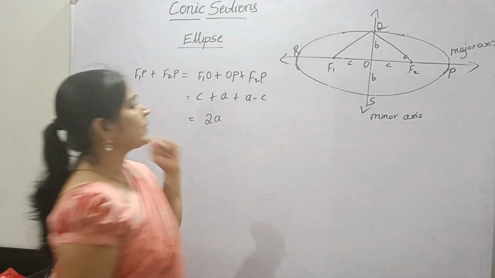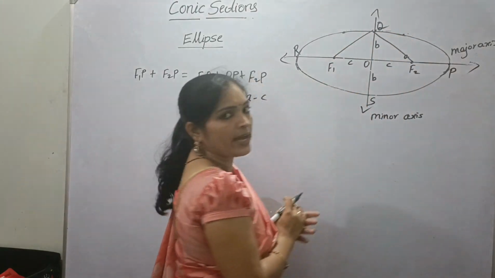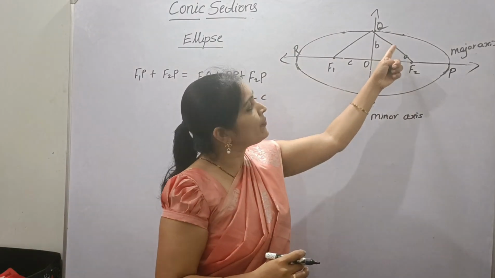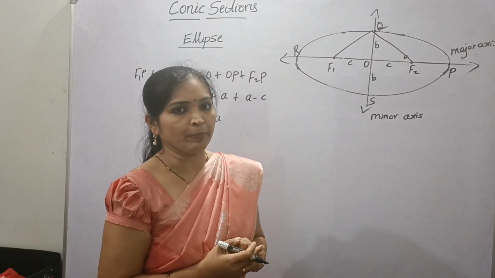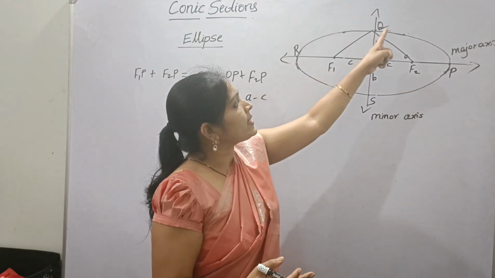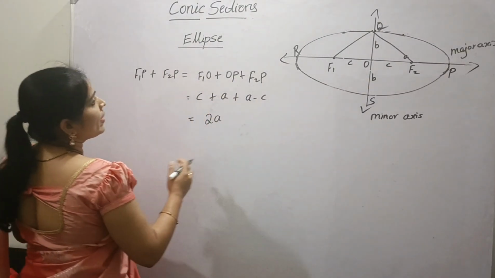See here, let us take this one. It is nothing but a right angle triangle, right? So here we have to find this side. We can find this side by the Pythagoras theorem. Okay, what is the Pythagoras theorem? B square plus C square is equal to this side square, right?